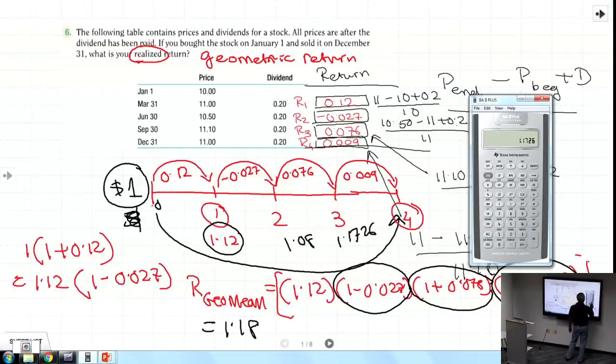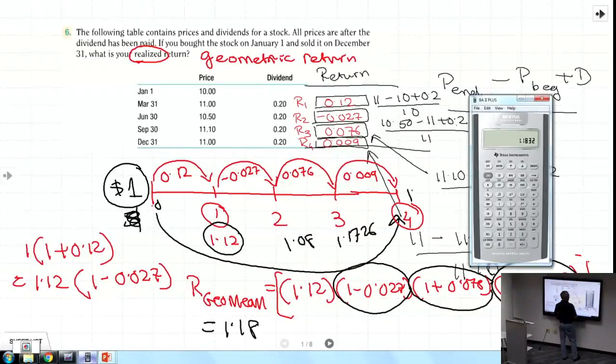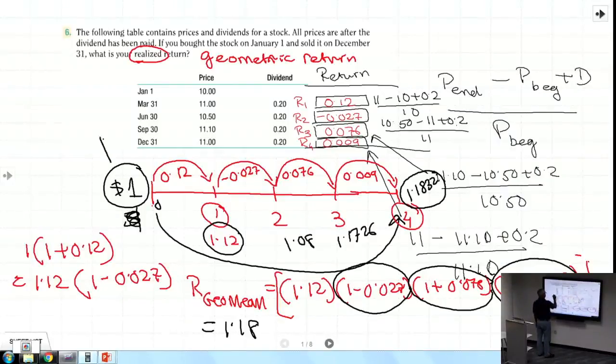1.1726 multiplied by 1.009. So that gives me 1.1832. So 1.1832 is the amount of money I ended up with after I invested $1 today, after I invested $1 into this stock.